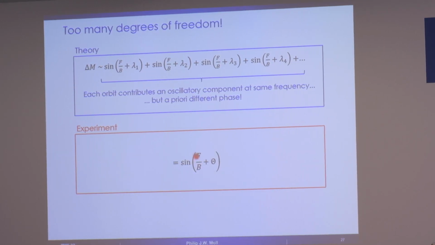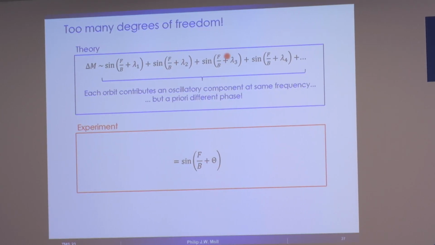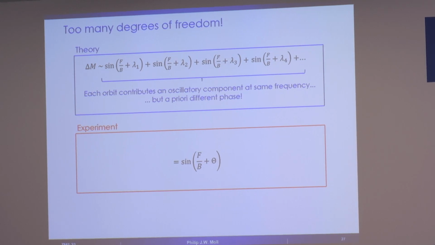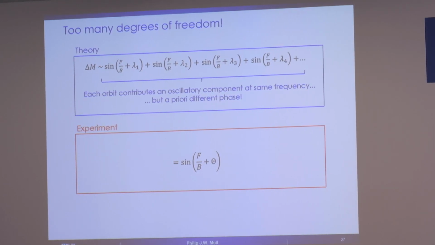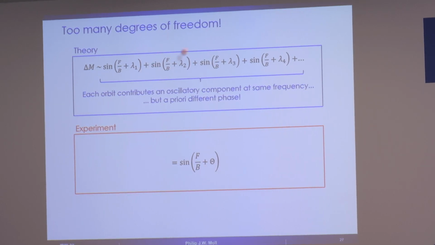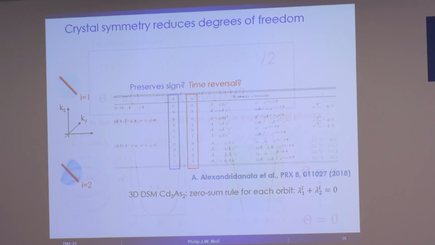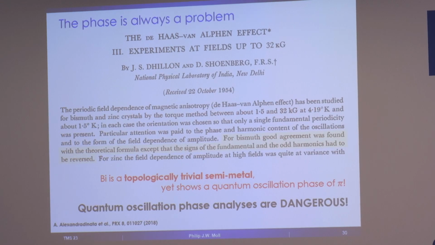And how to get from that thing that you measure to these individual lambda, which again encode the area, curvature, as well as the other things of the orbit, is somewhat of a non-trivial problem. And you really need the crystal symmetry to find relations between these lambda, and that's what this paper did.